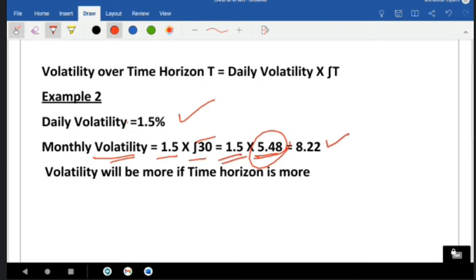So that means we can convert from daily to monthly, daily to weekly, daily to yearly, or monthly to yearly also. If you want to convert monthly to yearly, then you have to multiply by square root 12. Okay, and one more point you have to keep in mind: if the time horizon is increasing, that means your volatility will also increase because you are multiplying with the square root of that number.